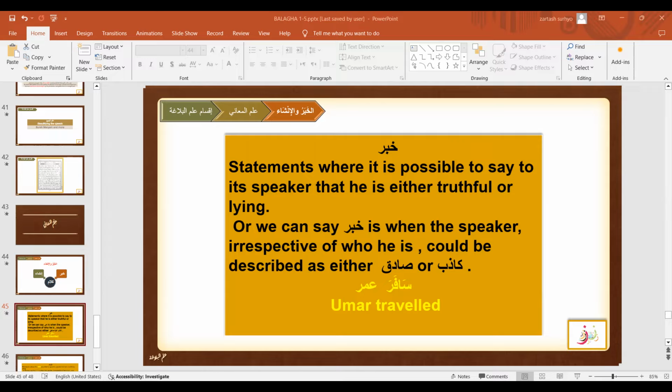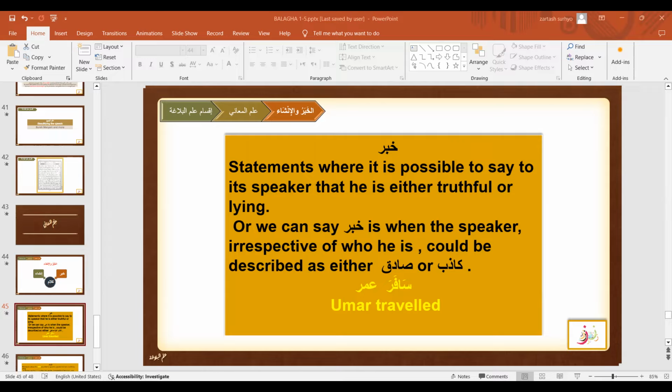So we can say that each word that is spoken by Prophet Muhammad sallallahu alaihi wasallam, there is no possibility that that speech can be false. So everything that is said by Prophet Muhammad sallallahu alaihi wasallam is authentically proved to be true. So all the words from Prophet Muhammad sallallahu alaihi wasallam are khabar, but they are true.